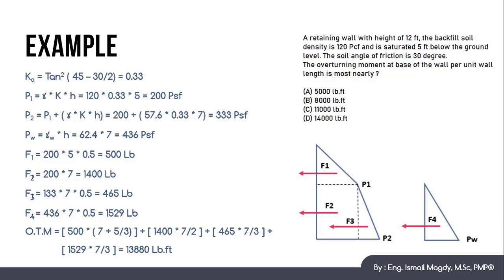1400 multiplied by 7 over 2, because this is a rectangle shape, so the centroid or the resultant of the force will be at the center. So this will be 1400 multiplied by 7 over 2 plus 465 multiplied by 7 over 3 plus 1529 multiplied by 7 over 3. So the total overturning moment will be 13,880 pound foot.